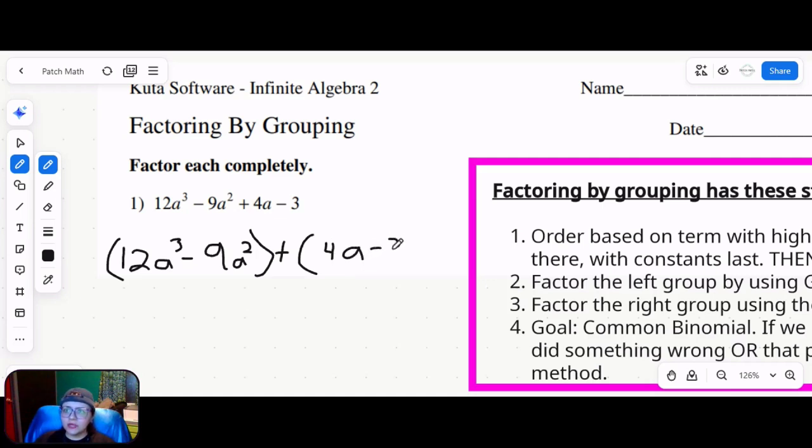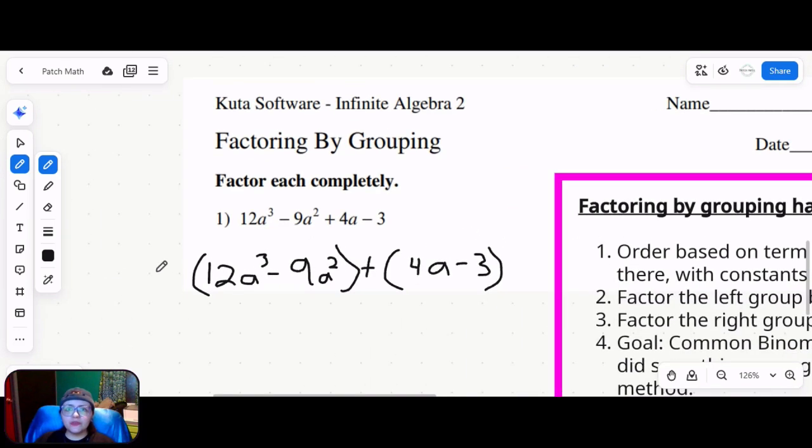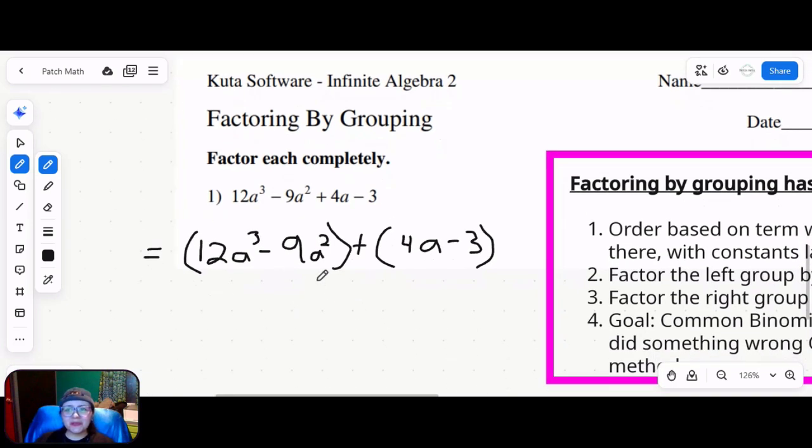And it is important to know that the term takes the sign that is to the left of it for its sign. So this is positive 12a cubed. This is negative 9a squared, positive 4a minus 3, and so on. So I want to make sure that those signs hold firm in this new version that's been split down the middle. Now, some teachers will do this rather than using parentheses. They'll use a dotted line that they will then later take away. Not a big deal either way.